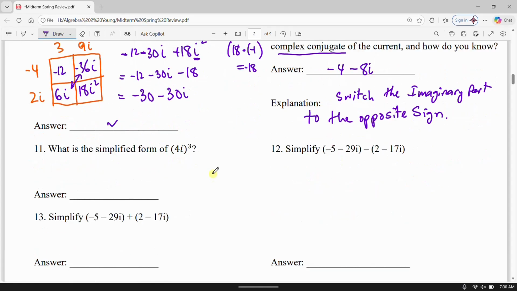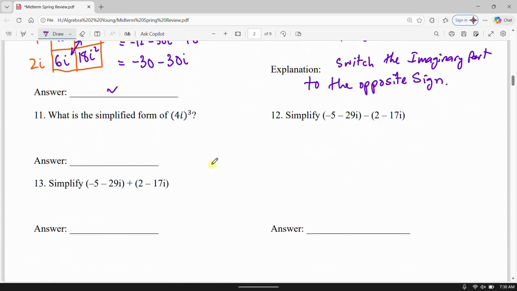Right. Number 11, what is the simplified form of 4i to the third power? Make sure you distribute the third power into the whole thing. So you're going to have 4 to the third power and i to the third power. So 4 to the third power will be 4 times 4 times 4, which is 64. i to the third power will be i squared times i. Now i squared is negative 1, so the answer will be negative 64i.